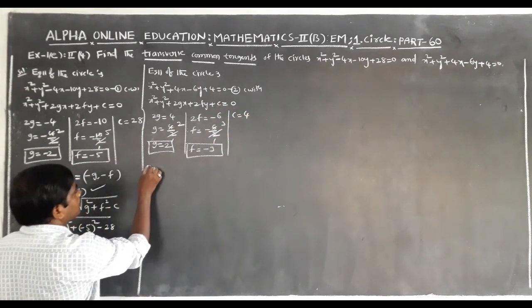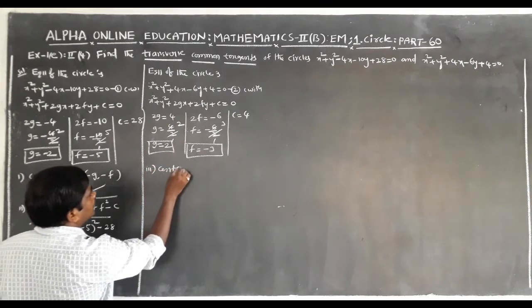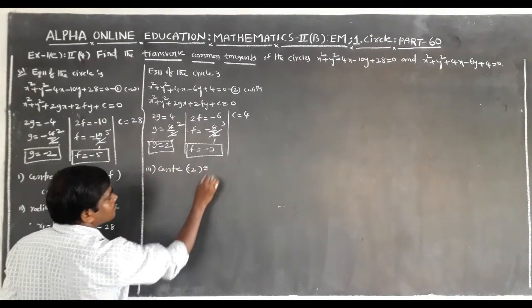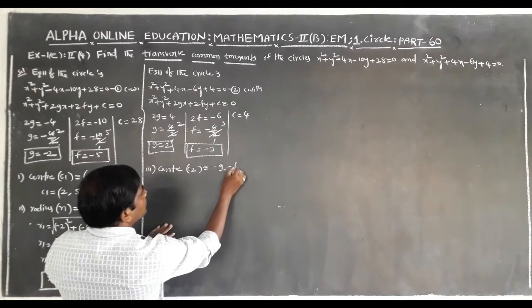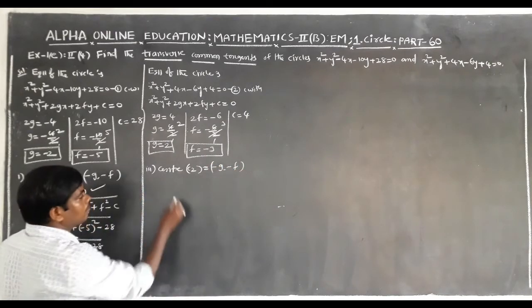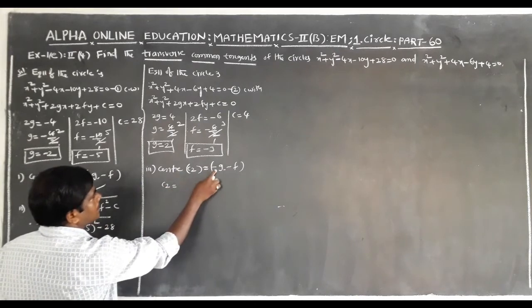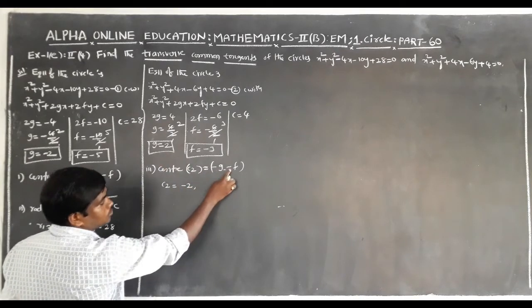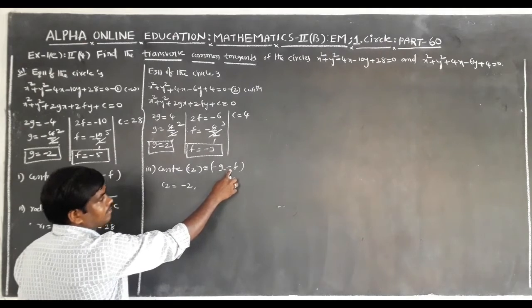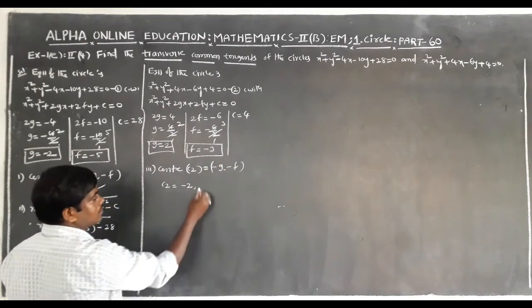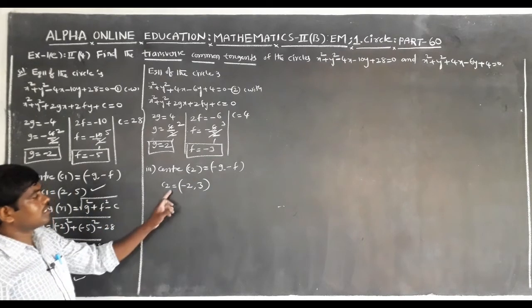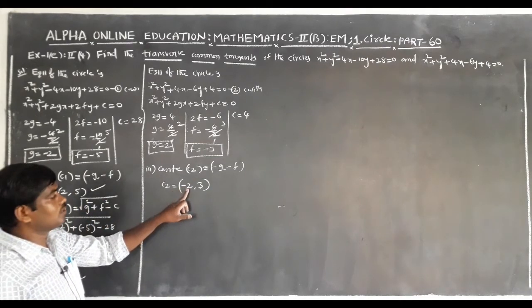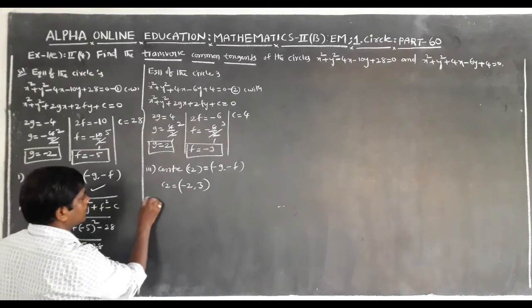Find the center of the second circle. Center C2 is equal to (−g, −f), which is (−2, 3). f is equal to −3, minus into minus plus. Center of the second circle is (−2, 3).